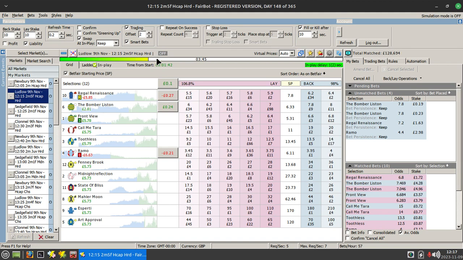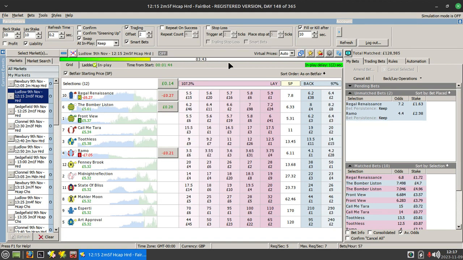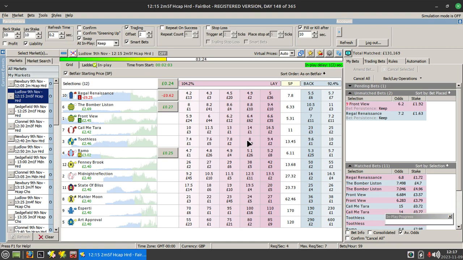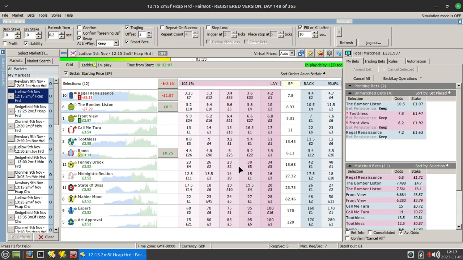So you need to keep an eye on the race progress banner as well, and start thinking about getting out around about halfway. That would be my advice. Once you become a bit more experienced, you can let it run that little bit further. You can see we're coming to our sort of 5% profit target. Plenty of time in this race though, so let's go back in again on those runners that don't have any lays on them.